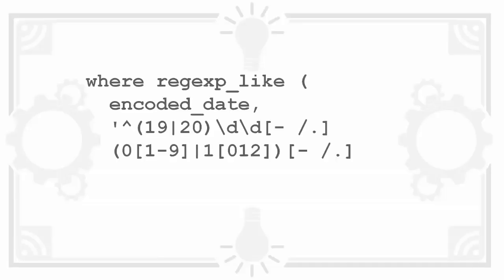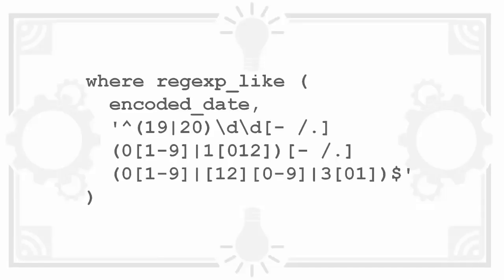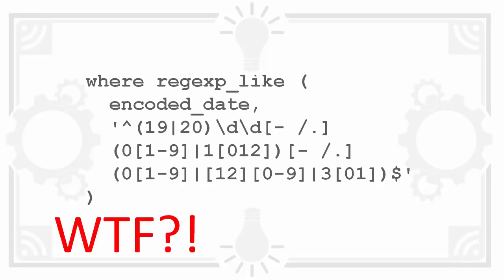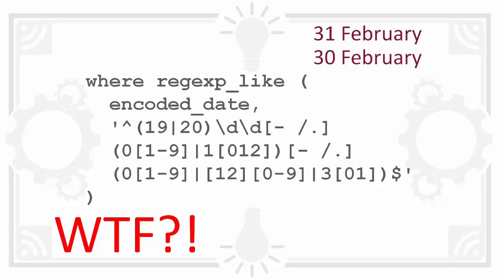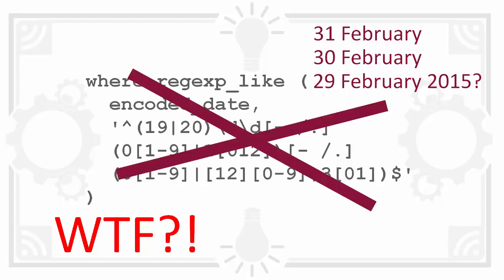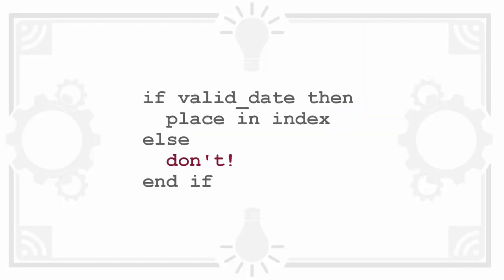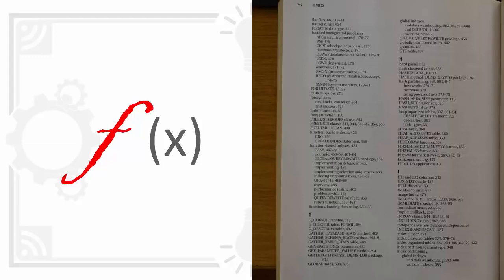We could add a regular expression to validate that the string is indeed a date. But now you've got two problems. And this still allows some dodgy looking dates. And we haven't even thought about leap years yet. This isn't looking good. What else could we try? It would be good if we could modify the index so it only included the values where the string mapped to a real date. Fortunately, you can do this with a function-based index.